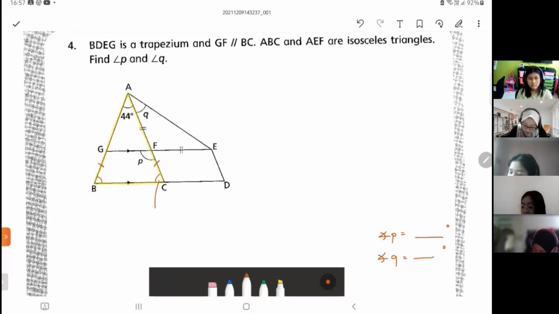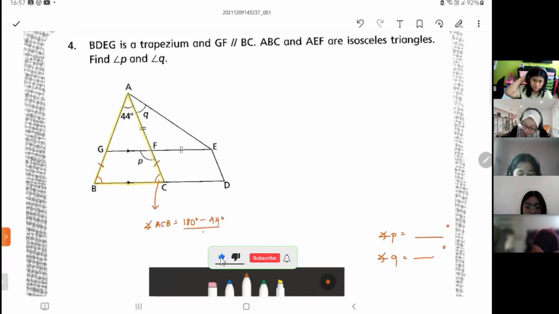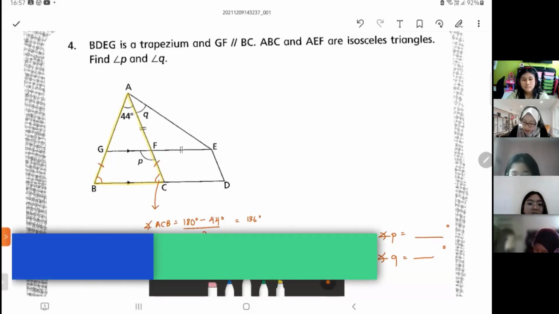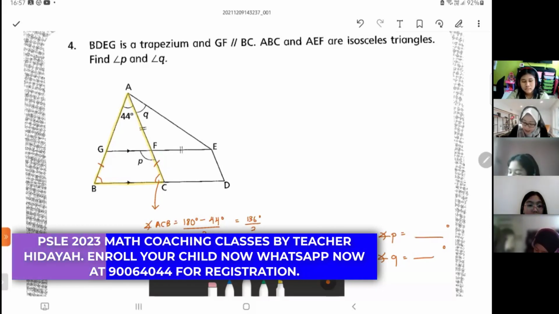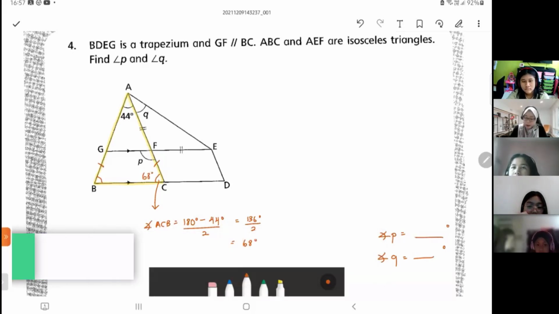If I want to find this angle, that is angle ACB. Angle ACB is equal to 180 degrees, take away the 44 degrees, answer divided by 2. Equal to 136 degrees divided by 2. And I get 68 degrees. This is 68 degrees, okay?